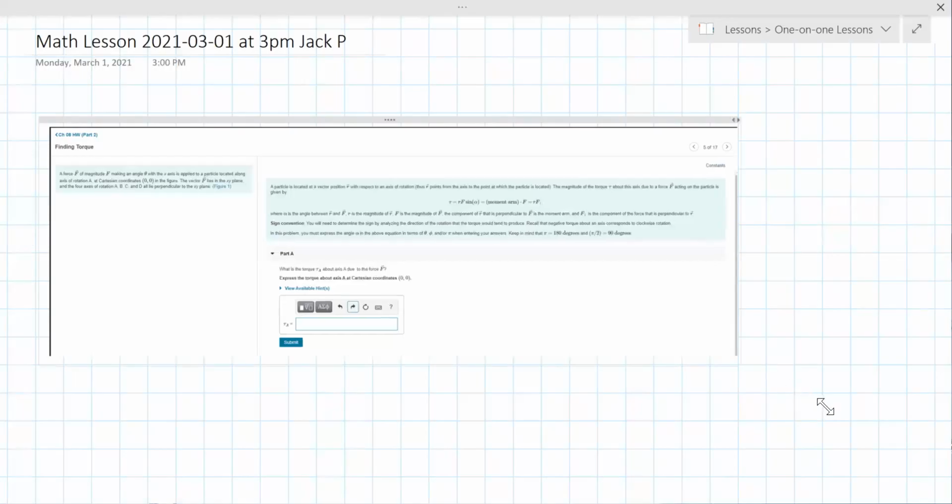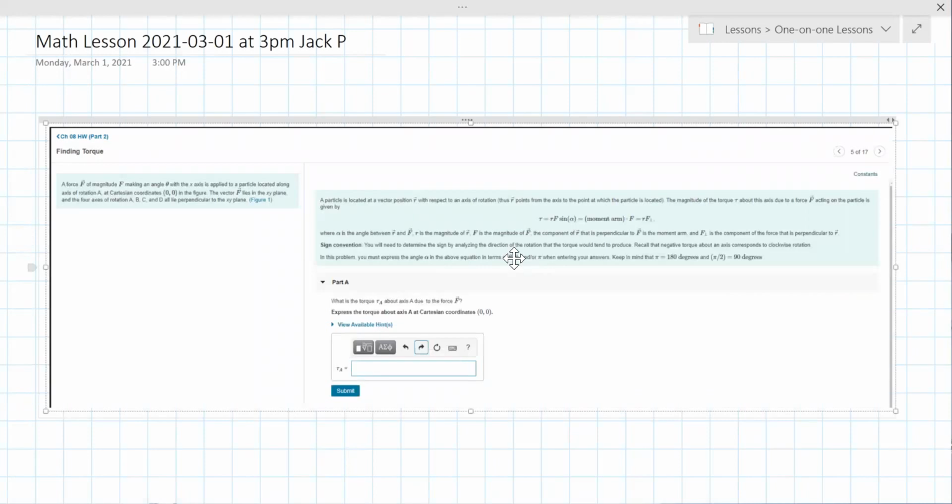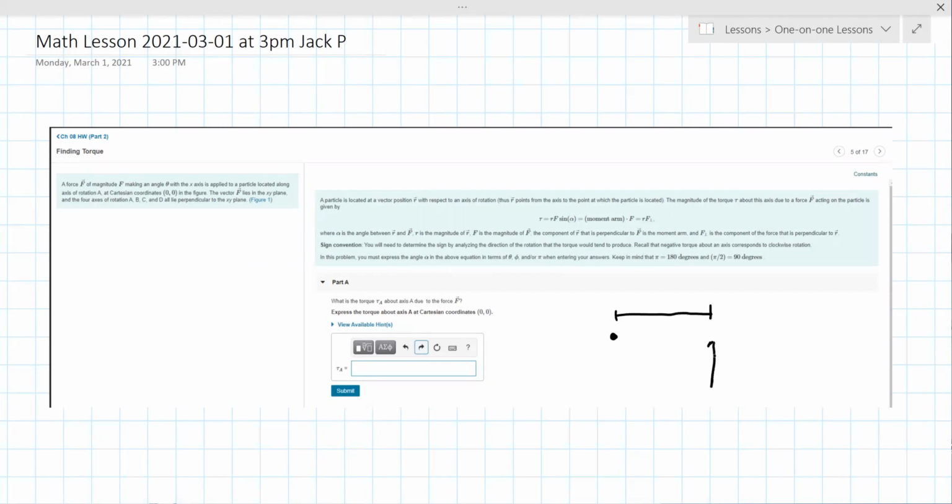All right, so we've got here a particle located at a position vector with respect to an axis of rotation, and they tell you that the definition of torque is r F sine alpha. The idea is that whatever you're taking your torque about, there's a distance r away that a force is generally being applied to it. And alpha is the angle between the two of them.